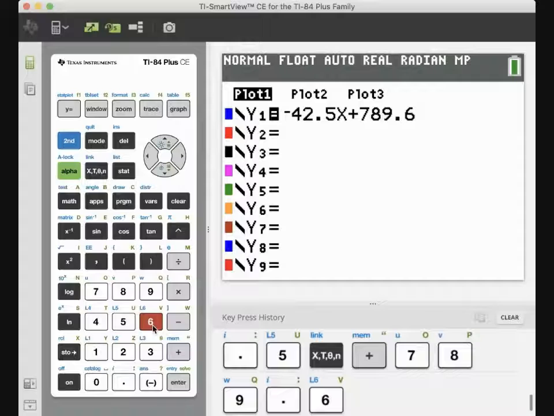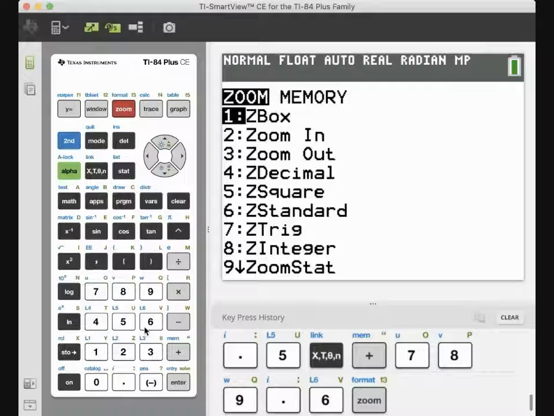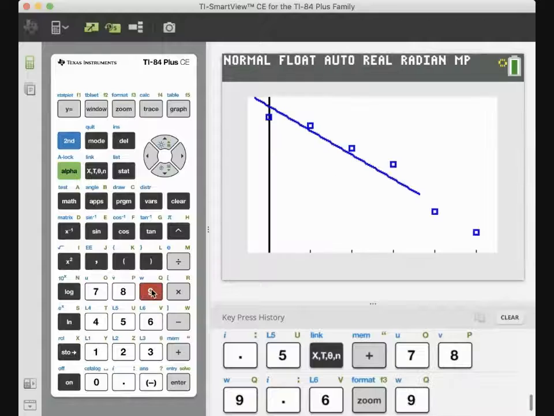789.6. Okay, so now I want to compare what that would look like with our scatter plot. So I'm going to hit zoom again. I'm going to hit zoom stat, and this would be our regression equation, our linear regression equation.